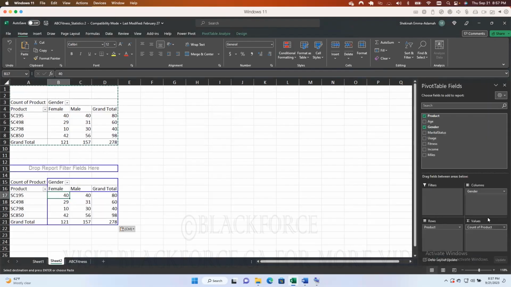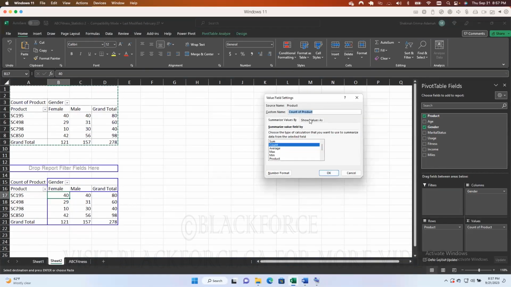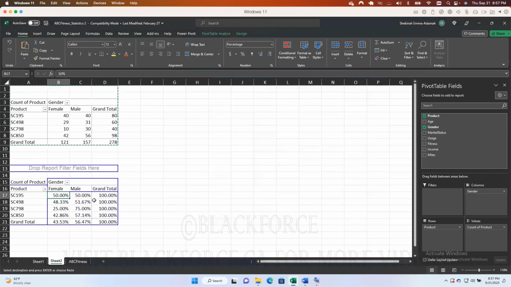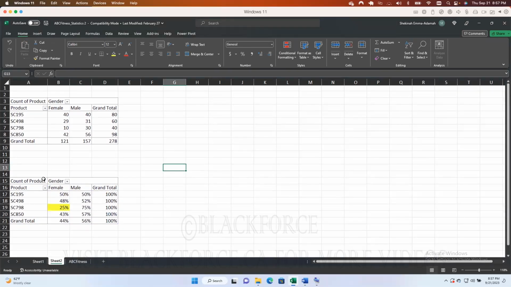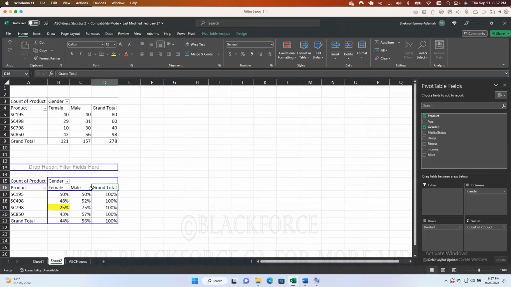So once again, we just go to values, value field settings, go to what you want to show it as. You can calculate as percentage of the row. So you want it as percentage of the total on each row, and that's what you have here. So here you can, at a glance, see what product has the lowest female uptake, right? Female customer uptake from your market research. At a glance, you can already see that with your pivot table, and that will be SC798, right?